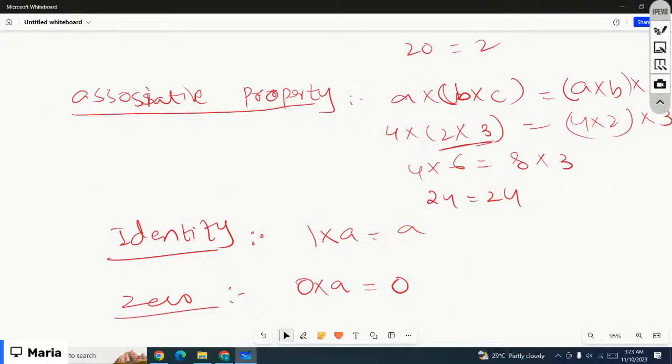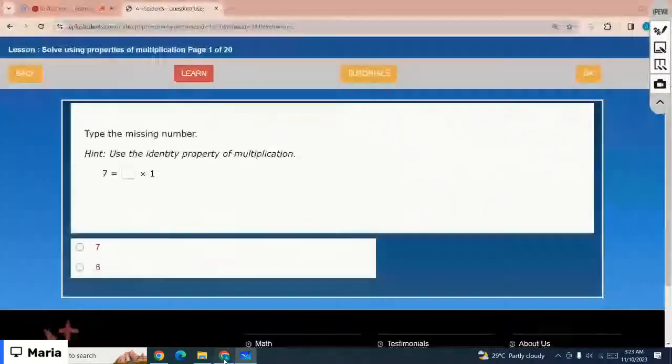Keep them in your mind. A commutative property, you have on both sides the same numbers. Then you have the associative property, you multiply three numbers, just the order of multiplication is different. Then you have identity. Identity means you are multiplying any number with one and the answer is exactly the same number. Then you have the zero property, right? Now we're going to just apply these properties.